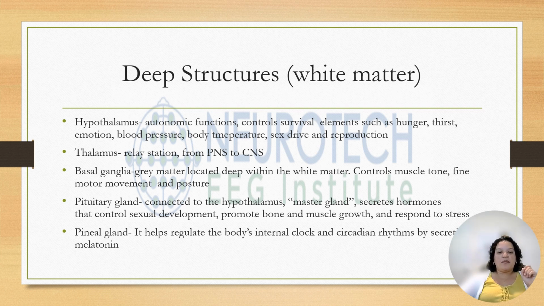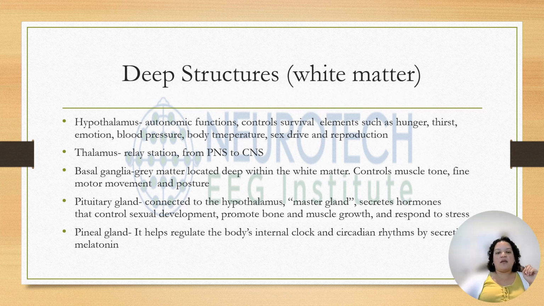And then you have the pituitary gland, and the pituitary gland, we know that is in charge of hormone release and control. So it's connected to the hypothalamus, and it's the master gland. It regulates other glands, secretes hormones that control sexual development, promote bone and muscle growth, and responds to stress.